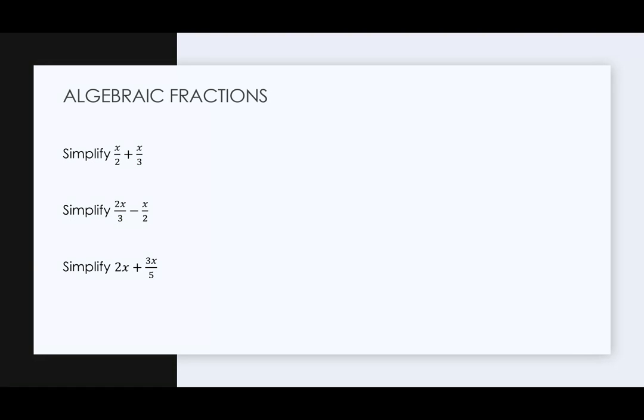Here, our denominators are 2 and 3 in this first example, so we're just going to multiply those together and get a common denominator of 6. Maybe over here, we'll see that x over 2 can be written as something over 6. By multiplying both parts, we can see that should be 3x. And similarly, x over 3 can be written as 2x over 6. So our answer is going to be 3x over 6 plus 2x over 6. In the exact same way, combining our numerators, we get 5x over 6, and we're done.